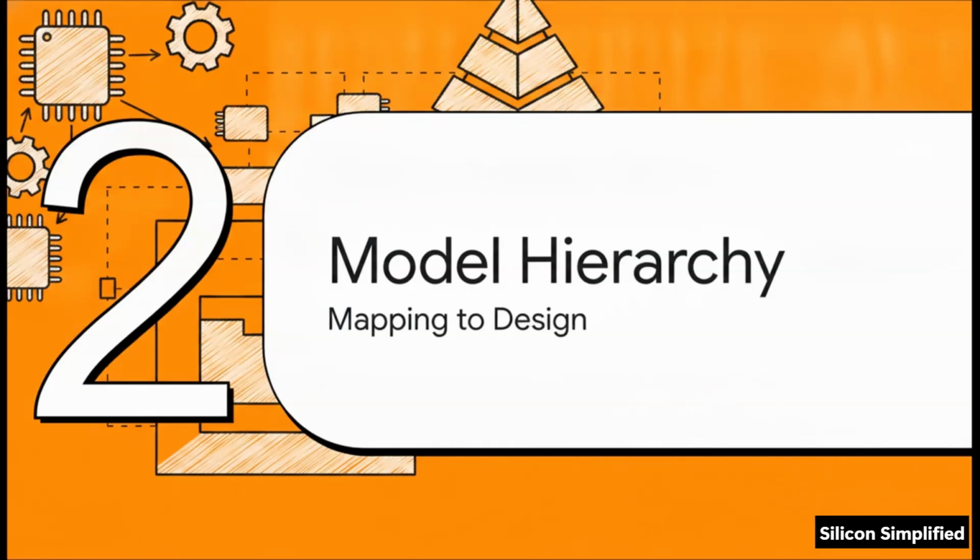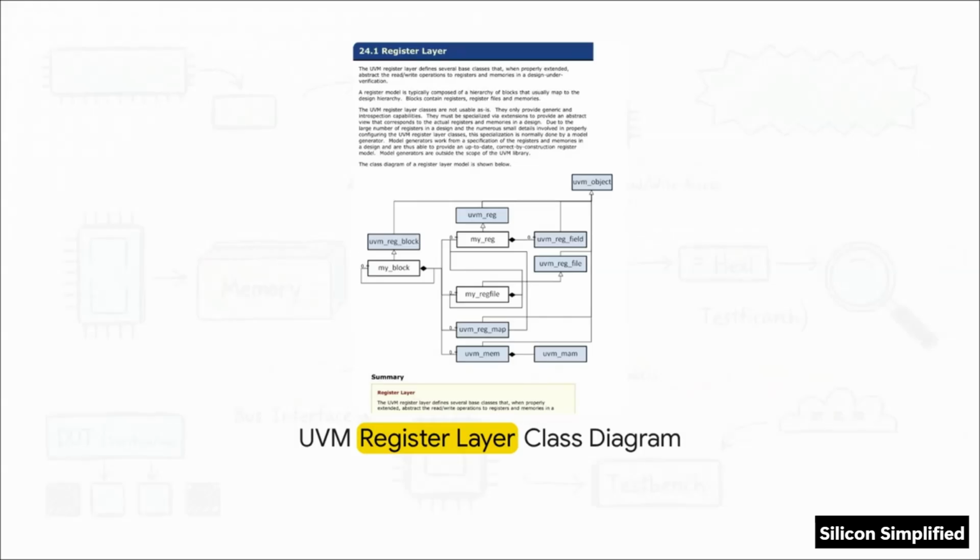Section 2. Register model hierarchy. Mapping to design. Now, when we build a register model, it forms a hierarchy that maps perfectly to your physical layout. At the very top, you've got the overarching blocks, and those break down into individual registers, and then finally down to the specific fields. It acts as a flawless, logical mirror of the actual physical hardware.